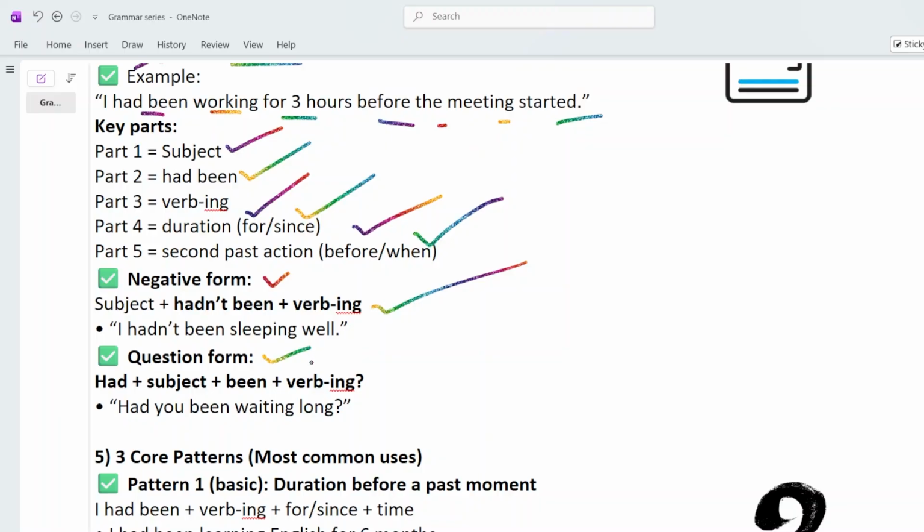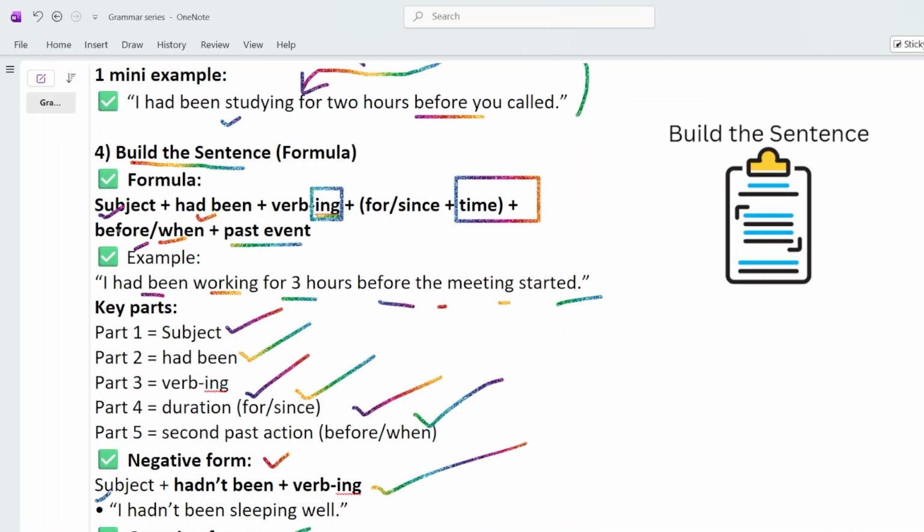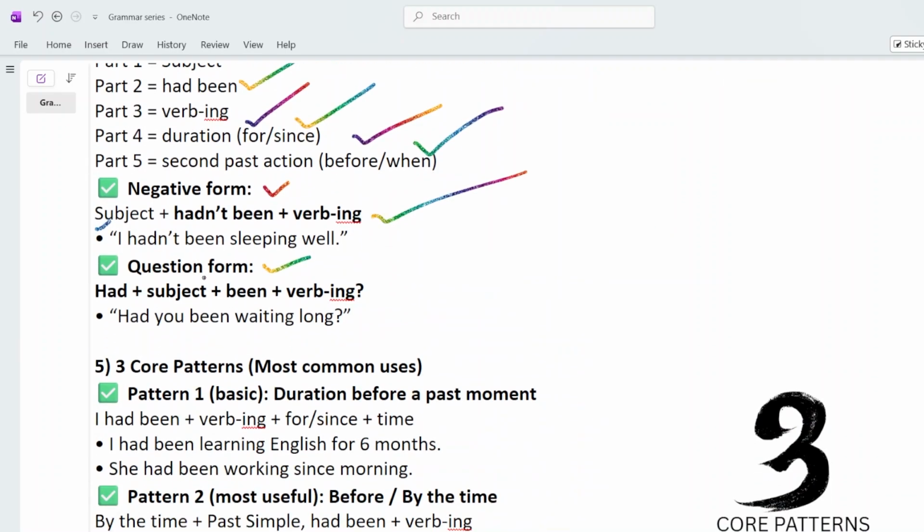Again, I just wanted to tell you about the question form. The question form is something that you really need to understand. There's one important thing that you need to understand. Here, the subject always takes the primary position, even under the negative form or the basic builder sentence form. However, when you come to the question form, the subject is moved to the second place, and the auxiliary verb moves to the first place, and your been moves to the third place.